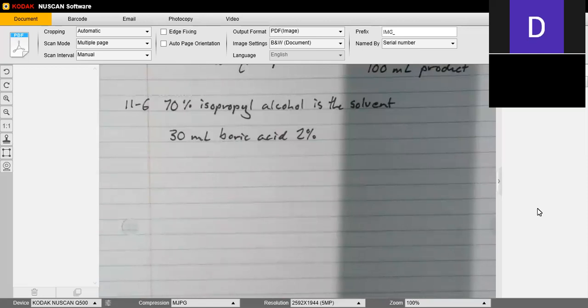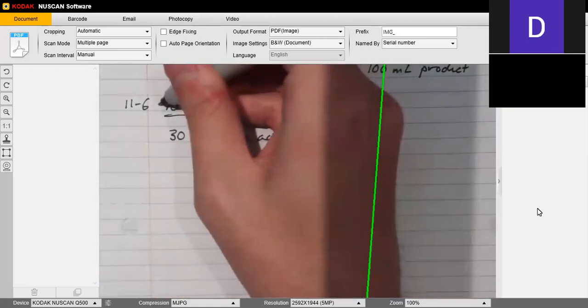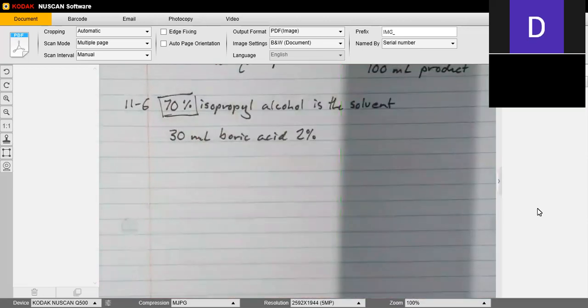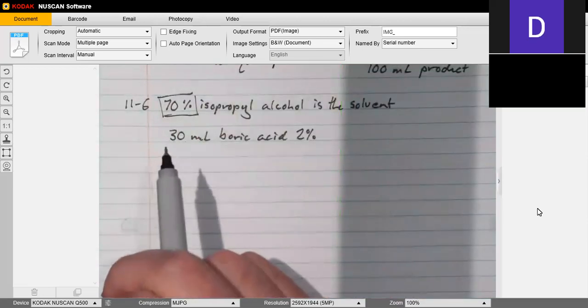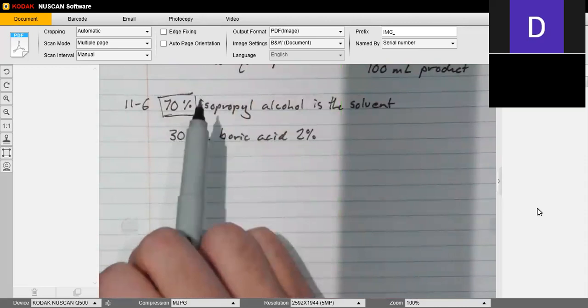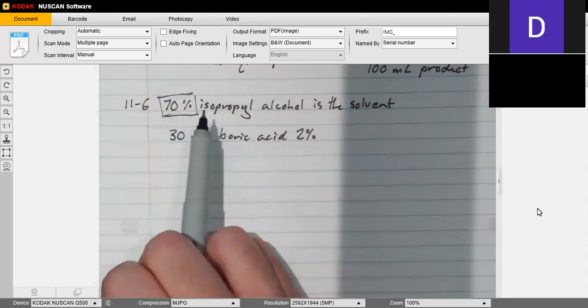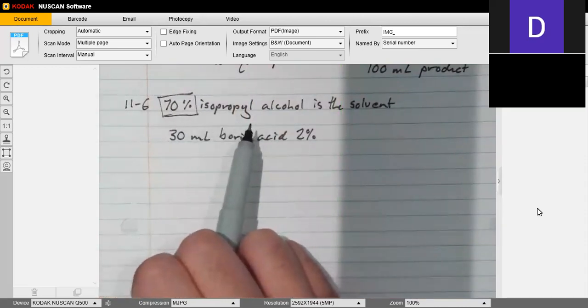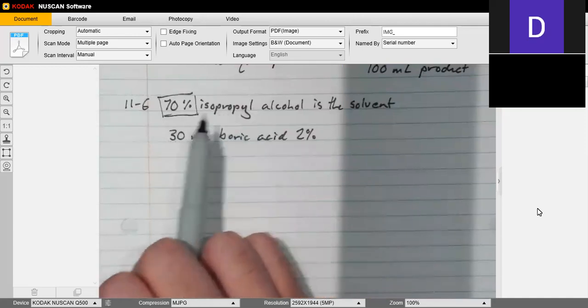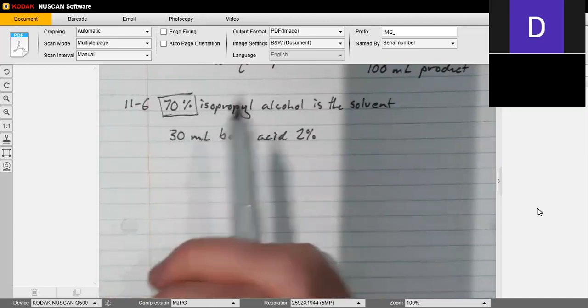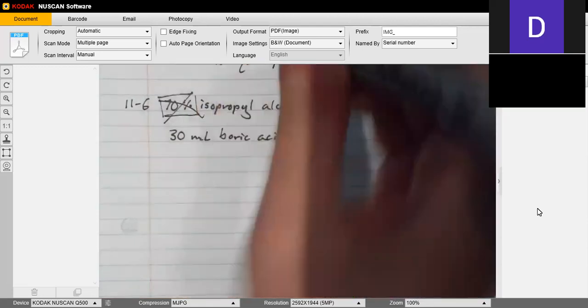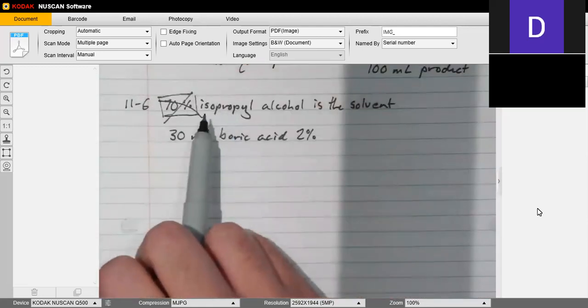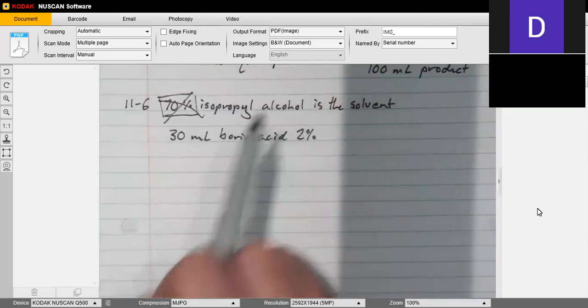So we know that 70% isopropyl alcohol is the solvent. Now, this might trip you up, and they'll throw details like that in there. But see this 70% isopropyl alcohol? That is a red herring. That is something that you don't have to worry about. That's just the classification for the concentration of isopropyl alcohol. For our purposes, it has nothing to do with this problem, right? So we might as well just cross that out so we don't get confused with it. We're just worried that it's isopropyl alcohol that is the solvent that we're using.